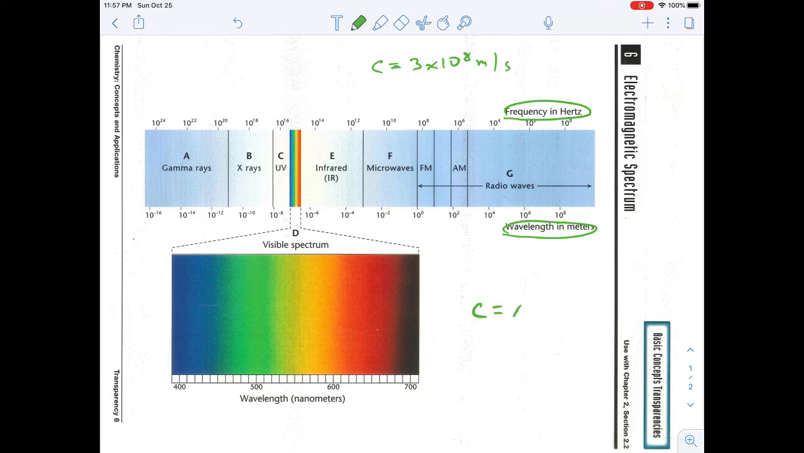C is wavelength times frequency. And again, this C value is always the same value. And if frequency were to go down, in order to keep this value the same, then wavelength would have to go upward.